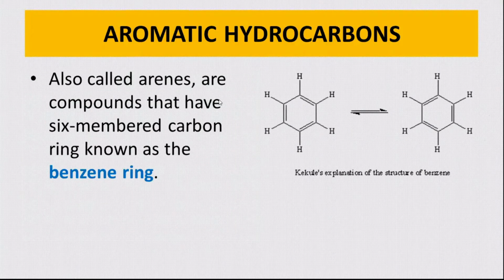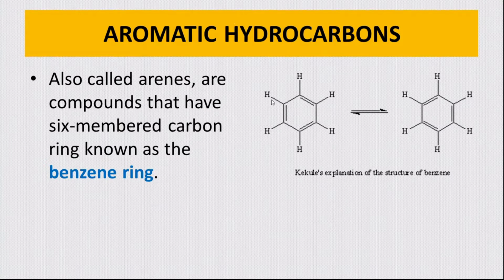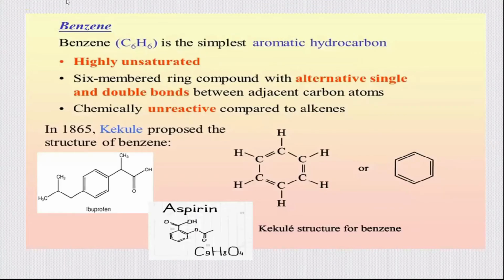Next one is the aromatic hydrocarbons, also called arenes. Arenes are compounds that have a 6-member carbon ring, commonly known as the benzene ring. Benzene is the simplest aromatic hydrocarbon.